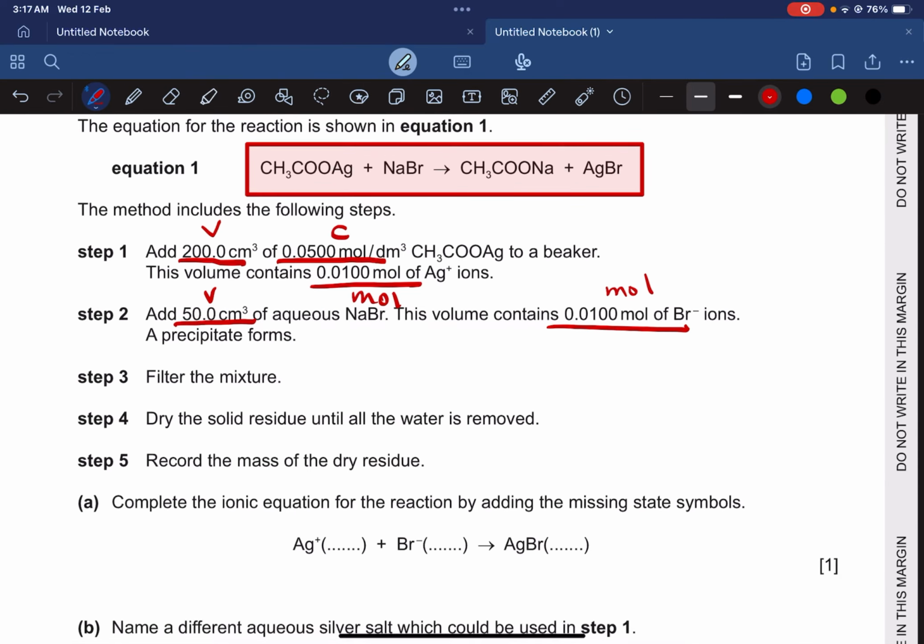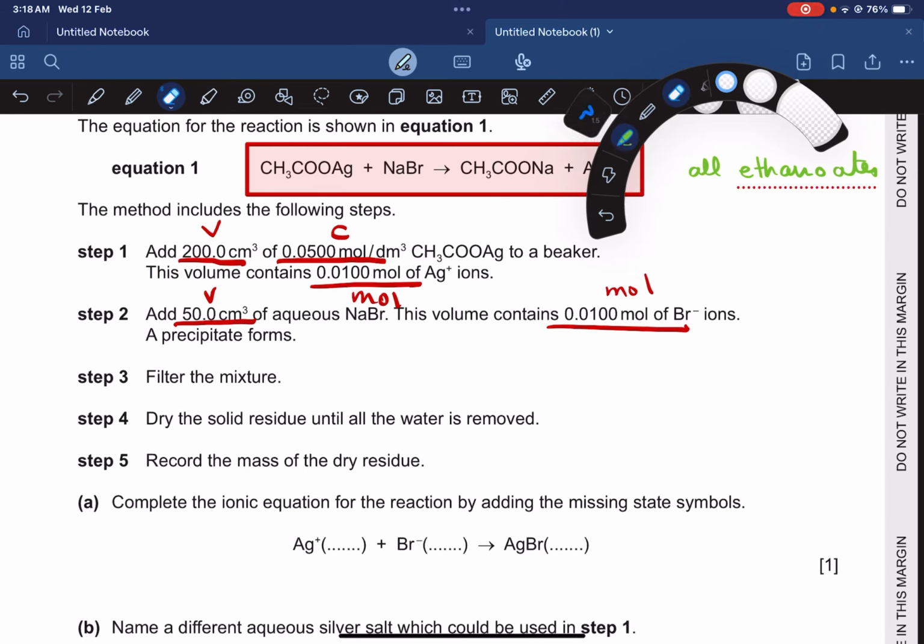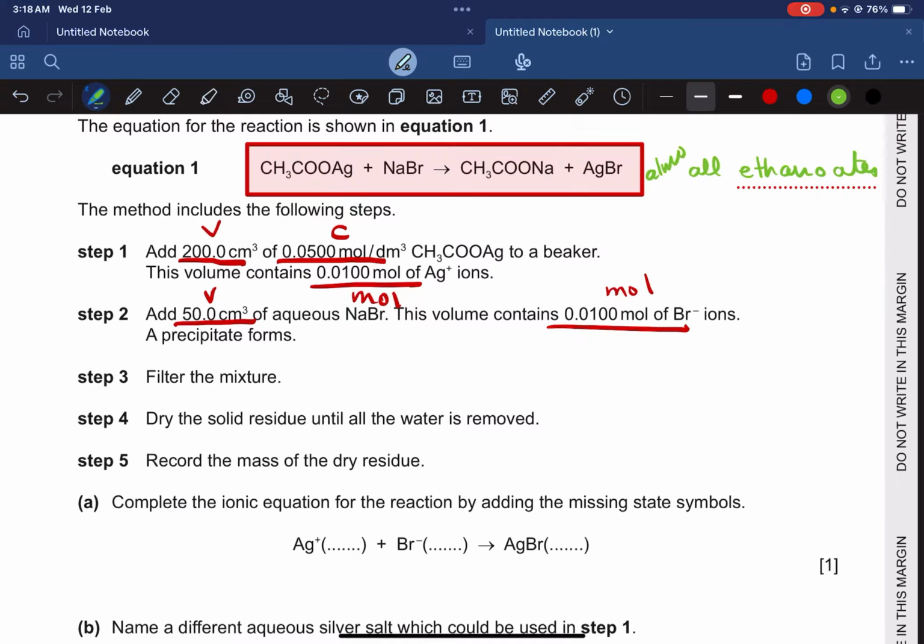I'm writing a solubility rule over here that all ethanoates are soluble. Almost all ethanoates, not all. I'm going to add in that almost all ethanoates are soluble. So this ethanoate, which is silver ethanoate, is soluble. So in front of the silver ion, you're going to write aq. For soluble salts, we write aq.